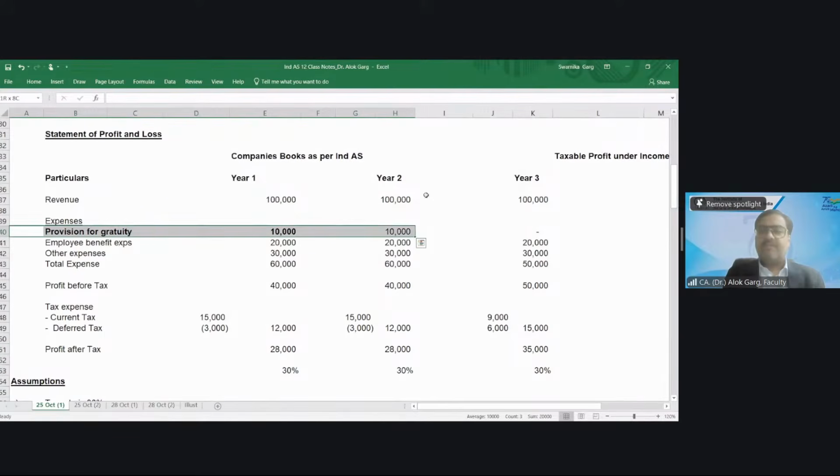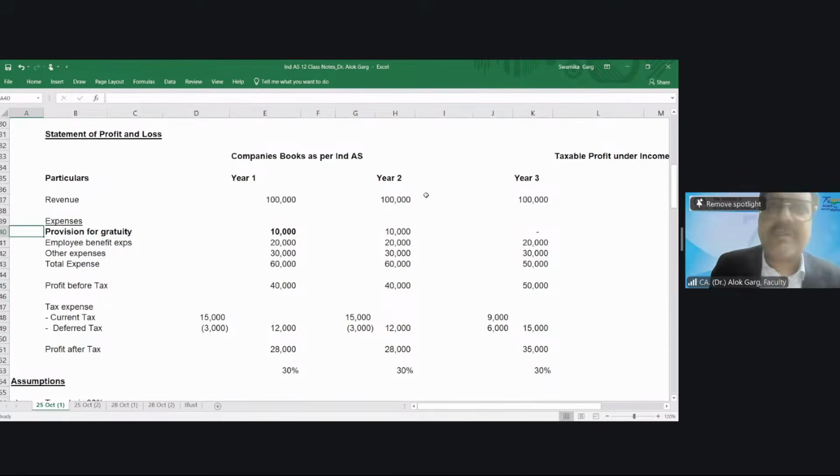No, sir, it will not come. Why? Because it is a provision only. The income tax officer says that I don't know Indian accounting standards, I am not a CA. I only know what you have actually paid for gratuity. What provision you made, what is actuarial valuation, I don't know.